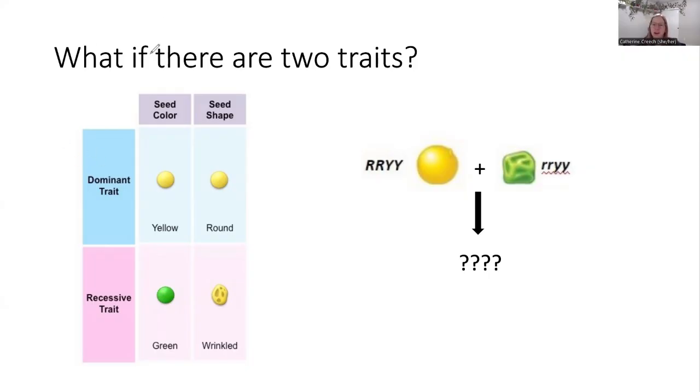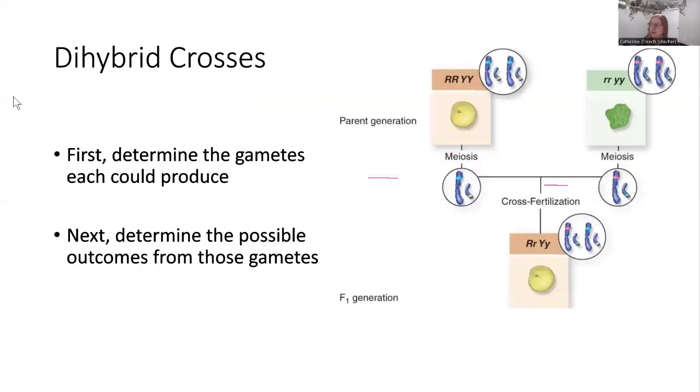So the key to a dihybrid cross is to look at each gene on each chromosome a little bit separately. So here we have two traits. We have seed color, yellow is dominant, and seed shape, round is dominant. So what would happen if we had a round yellow seed that's homozygous dominant bred with a green wrinkly seed, homozygous recessive? Well, the first step is that you need to figure out what kind of gametes your parents can make.